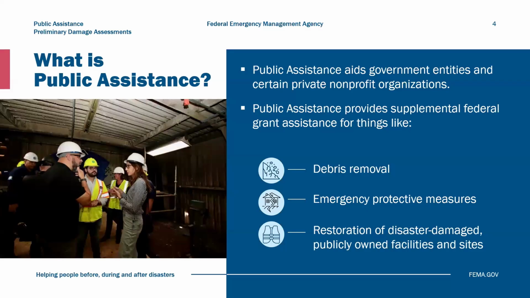FEMA Public Assistance provides supplemental grants to aid states, local governments, tribal nations, territories, and certain types of private nonprofit organizations to support swift community response and recovery following major disaster or emergencies declared by the President. FEMA Public Assistance, or PA, provides supplemental federal disaster grant assistance for things like debris removal, emergency protective measures, and restoration of publicly owned disaster damaged facilities and sites.